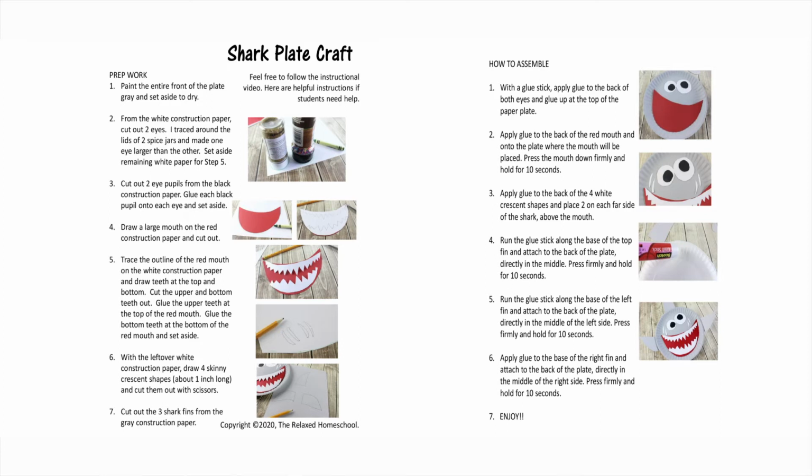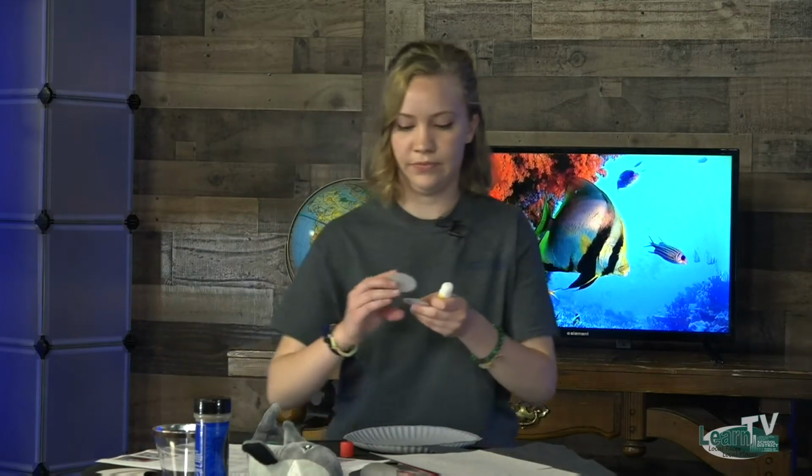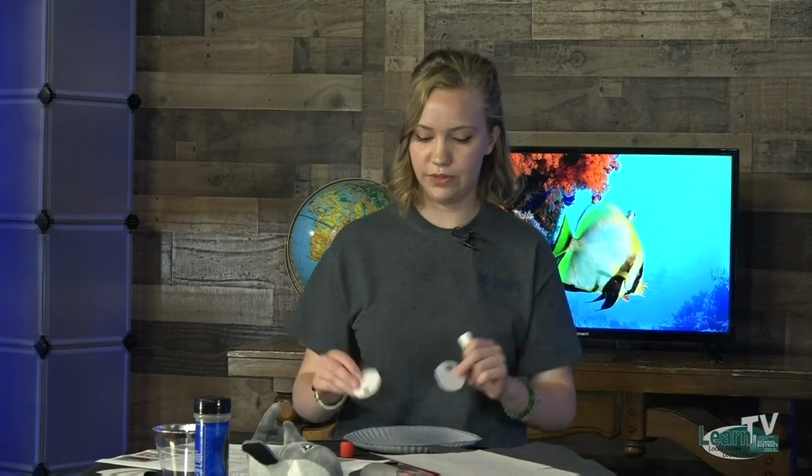and our glue stick is going to come in handy right now. So the first thing we're going to do is glue on our eyes. So we have our 2 eyes. Go ahead and make sure you have all your parts of your shark in a pile. And we have our 2 eyes right here. And these are going to go sort of on the center top of our plate, right? So we want these to go just where eyes would normally go.